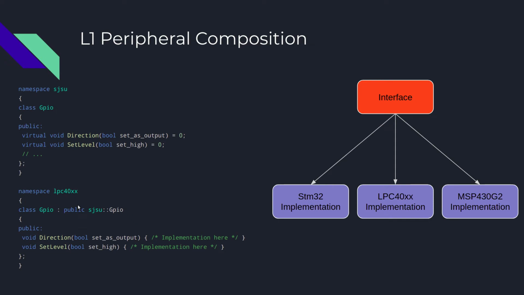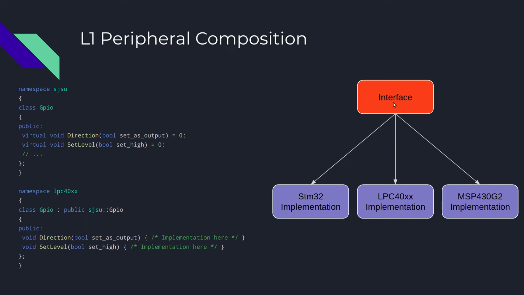The neat thing about this is that it doesn't have to just be for the LPC40XX. And if you didn't know, that's the chip that's used on the SJ2, which is used at San Jose State's Computer Engineering Department. We also can have it implemented for STM32. We also have it implemented for the TI chip, which is the MSP430G2, which is used on the TI Launchpad. I don't remember which one exactly, but each one of these implements this interface.